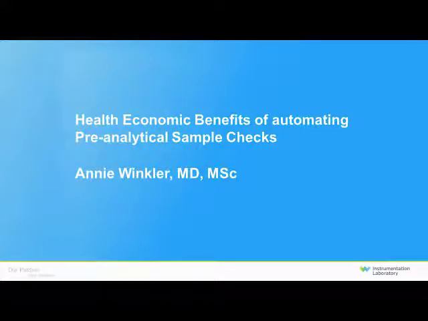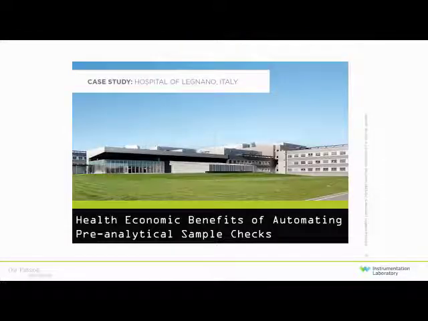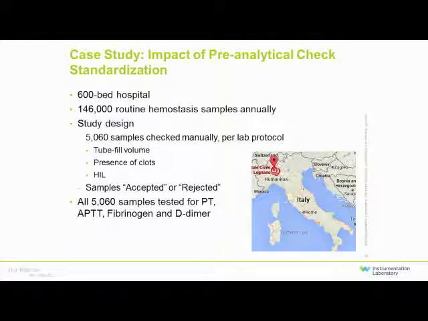So I just want to close this presentation by sharing with you a case study that was performed with the TOP 50 series. This is a health economic study that was done in Legnano, Italy. This study was to examine the health economic benefits of automating pre-analytical sample checks. So just to give you some background on this facility, this is a 600-bed hospital. It's located just outside of Milan.